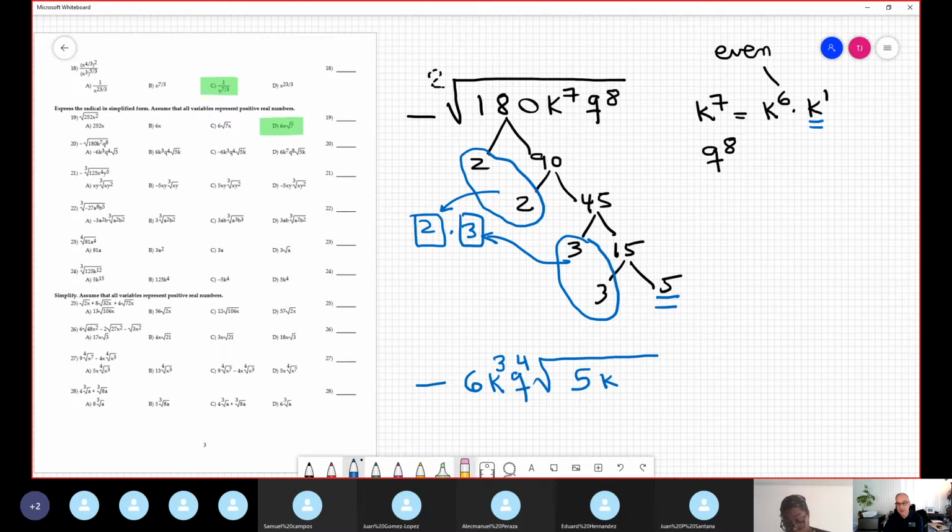We have a remaining part when there is an odd exponent, like a 7, for example. Mentally, you break it down into 6 and 1. Okay, and this is my final answer. Okay, the option C.